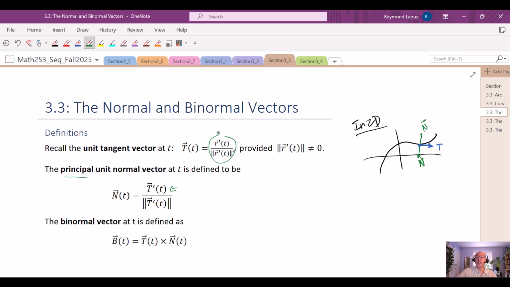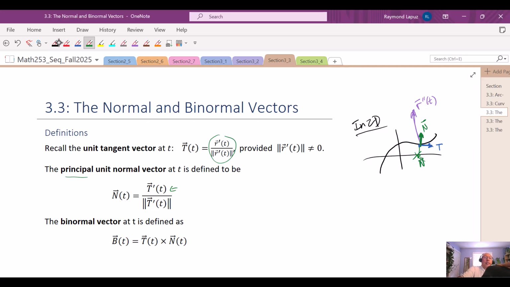So if our acceleration is pulling in some sort of direction, maybe our acceleration looks like this. This is r double prime of t. Then out of these two unit vectors, we would choose this one because it's going in the same direction as the acceleration, generally the same direction. So that's in 2 dimensions.